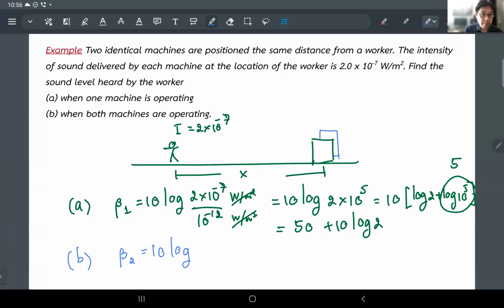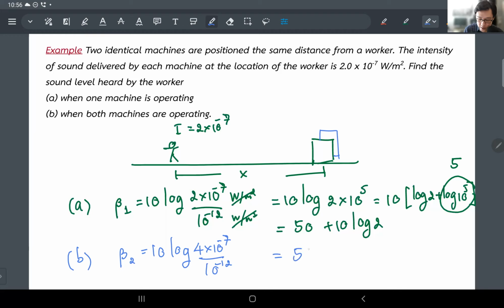You guys with me now? Because the intensity is related to the power, related to the energy. So when you double the machines, you double the amount of energy delivered to you, you double the power. So that's why you have 4 times 10 to the negative 7 to be the source intensity now, twice the single machine. Still divided by the threshold of hearing.